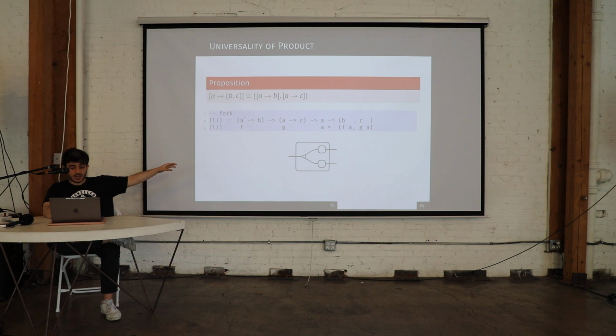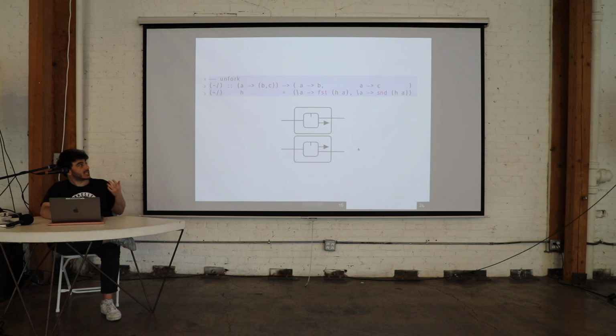So that's why we're drawing it in this manner. This is a copy map, we're first copying. So we're going from A to A comma A, and then we're applying F to the first one, G to the second one. So this is the wiring diagram corresponding to fork. And then similarly, this unfork, it looks slightly more complicated, but that's just due to the notation available to us. And you simply take the tuple that corresponds to projecting each respective output component.